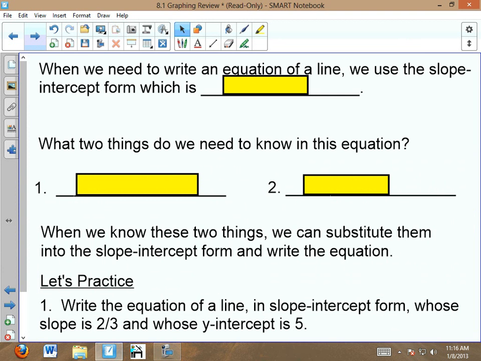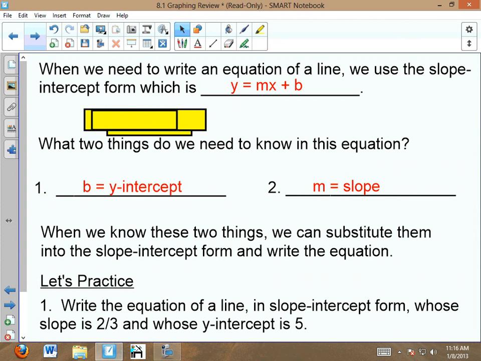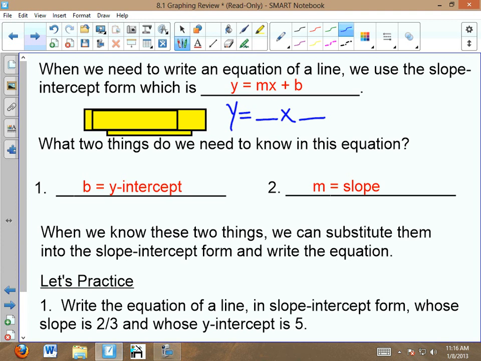Okay, now we're going to review writing equations in slope-intercept form. Slope-intercept form is y equals mx plus b. To write an equation, you need to know 2 things. You need to know your y-intercept and your slope. Remember, this is y equals blank x blank. And then you fill in your slope and your y-intercept.